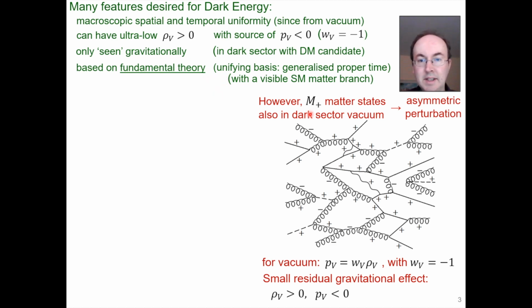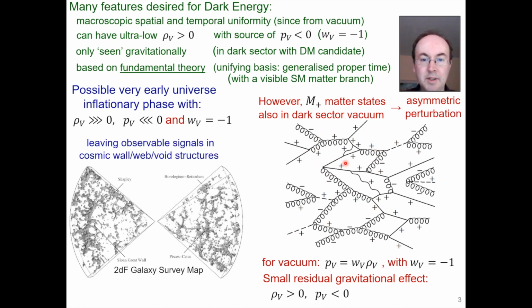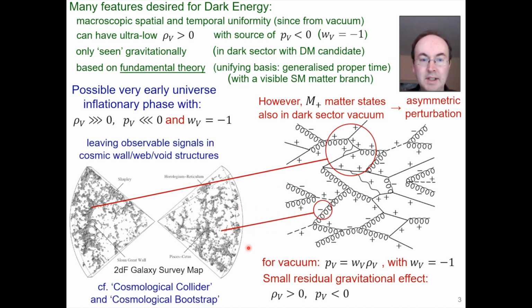Further, if the matter states of positive energy make a much bigger contribution in the very early universe, this could also drive an early inflationary phase with microscopic fluctuations in the production of these states, possibly leaving an imprint in the galactic structure, both in terms of Great Wall or web structures, and also with the production of negative energy states contributing to the formation of voids. So this structure could be tested using techniques analogous to cosmological collider and cosmological bootstrap approaches.